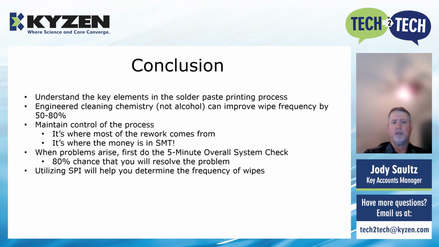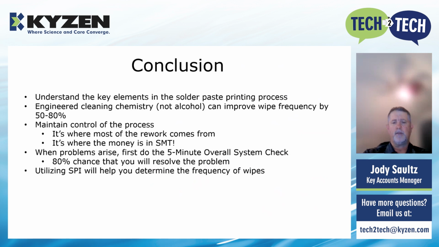So in conclusion, understand those key elements of the solder paste printing process. Engineered cleaning chemistry, not alcohol. It can improve your frequency by 50 to 80%. Like I said, sometimes you can go from 3 prints with alcohol to, using the right chemistry, anywhere from 8 to 10, 12, even up to 15 in some cases. And maintain control of the process. It's where the rework comes from. It's what costs you the most money on the SMT side.